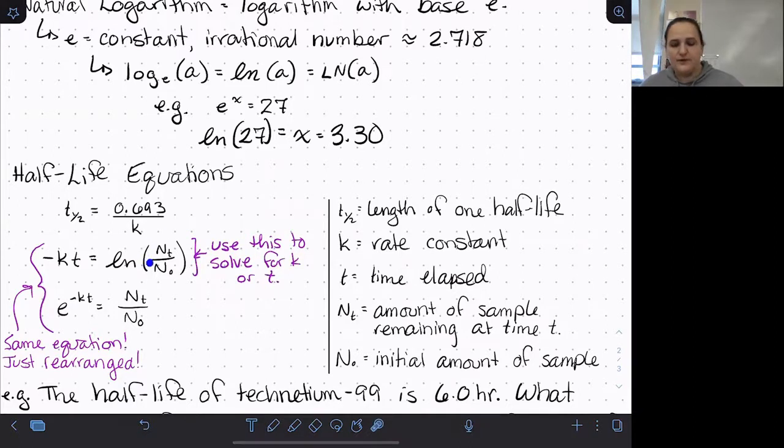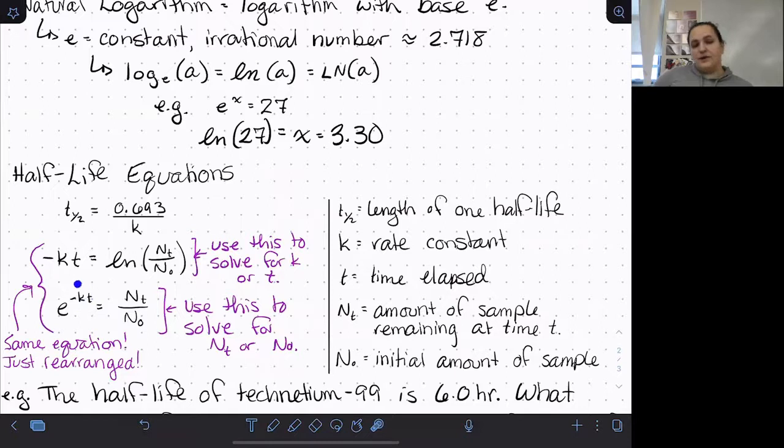You cannot solve for something inside your logarithm function without getting it out of the logarithm function, which means if you wanted to solve for nt or n0, you would literally have to turn the equation into this version first. So we're going to use this version to solve for nt or n0. Again, you can't solve for something directly in the exponent unless you use a logarithm.